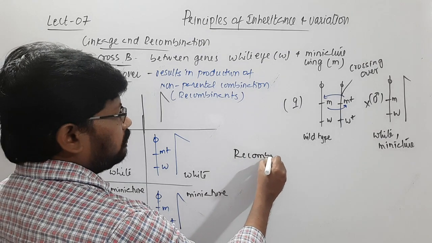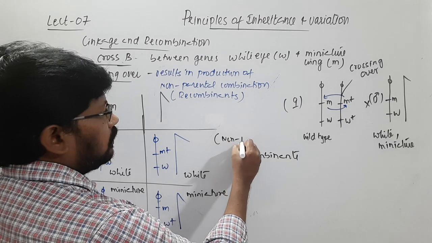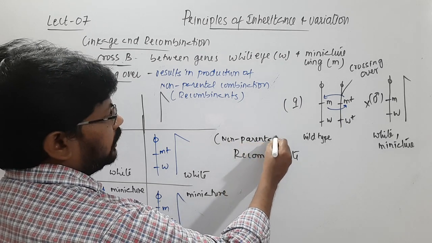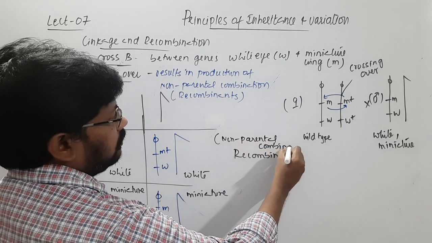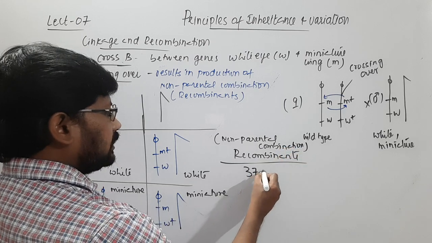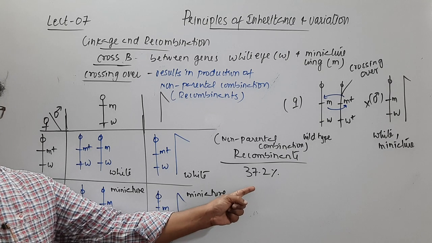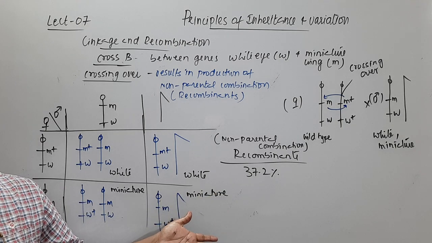So recombinants, which are non-parental combinations, are around 37.2%. So we obtained 37.2% non-parental combination, and this indicates, as we can see, that there are more recombinants.